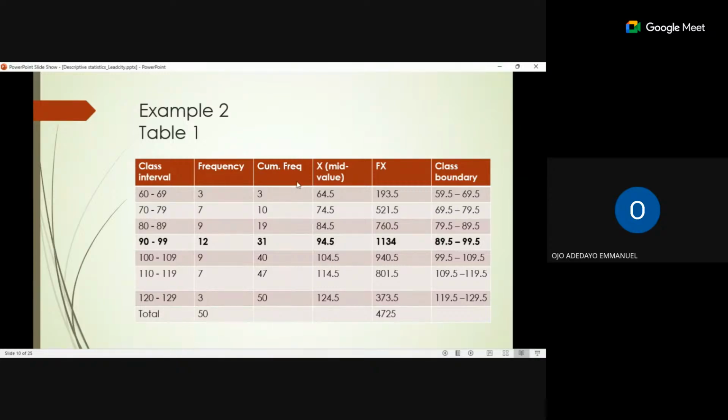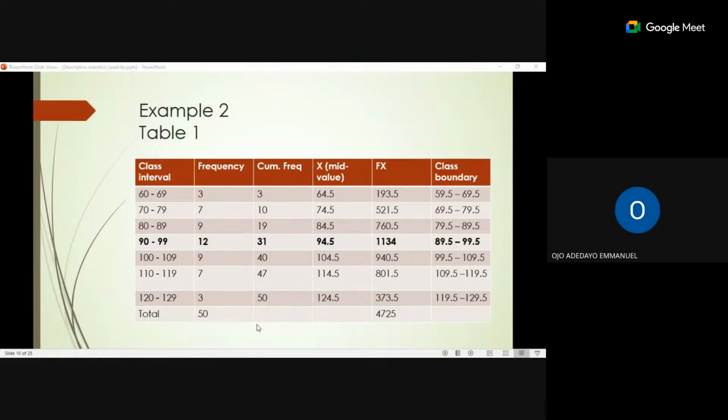Now, let us come back to the middle class, the middle value. Once you know your class width is 10, add 10 to the first one to get the second one, which is 74.5. Add 10 to 74.5 to get the next one, 84.5. Add 10 to get 94.5, then 104.5, then 114.5, then 124.5. Instead of typing on your calculator 70 plus 79 divided by 2, 80 plus 89 divided by 2, 90 plus 99 divided by 2, you can quickly get your middle value like that. So record that.